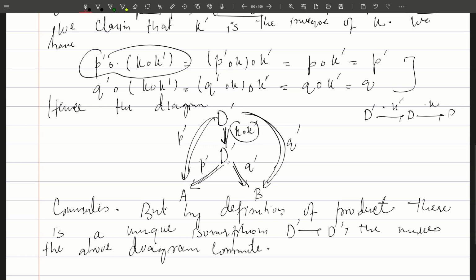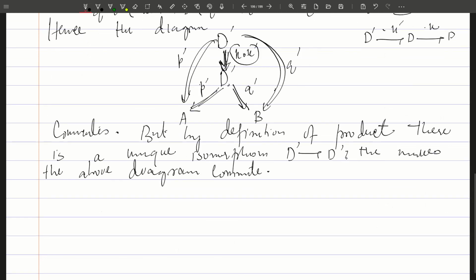But we know that the identity morphism also makes this diagram commute. That means K composite K prime has to be equal to the identity morphism, because K composite K prime makes this diagram commutative as well. So hence K composite K prime is the identity morphism on D prime.